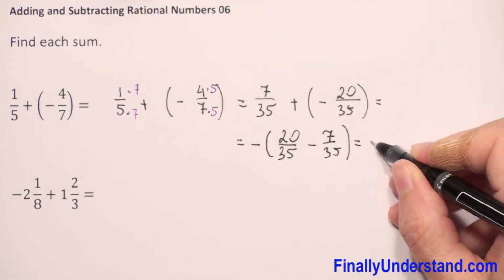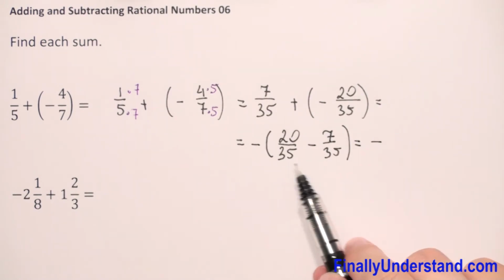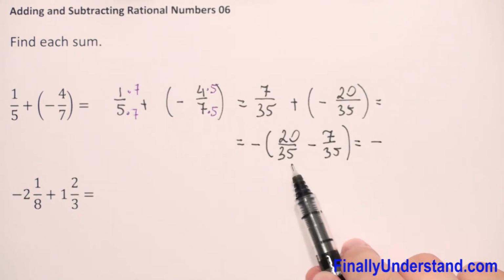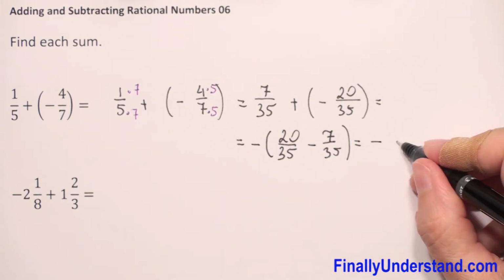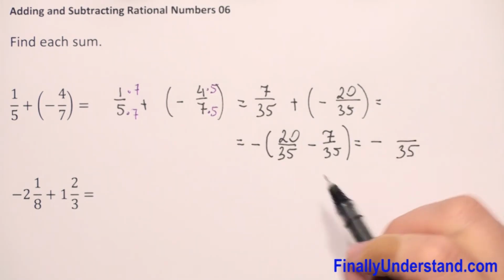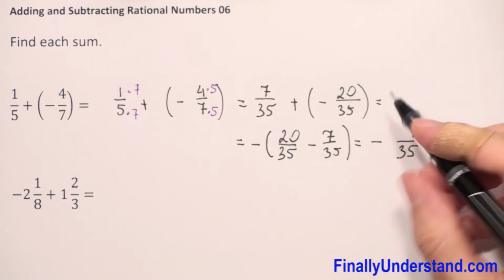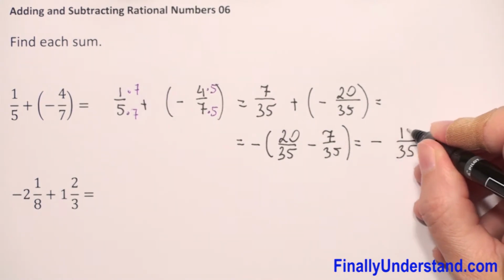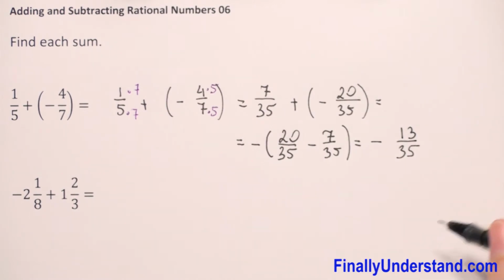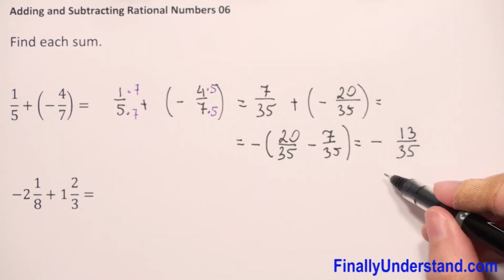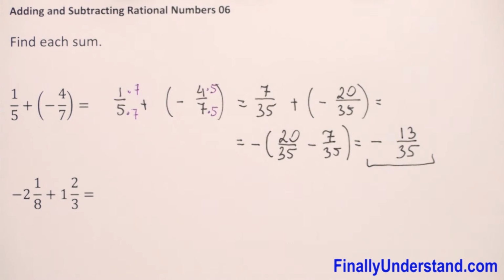So this is equal, negative sign we copy, and we have subtraction of two fractions. The same denominator, so we copy the denominator, and we just subtract numerators. So 20 minus 7 is 13. We cannot reduce anything here, so this is my solution.